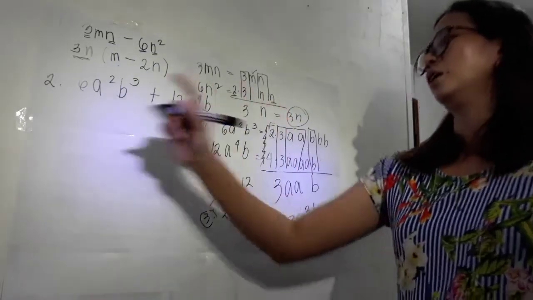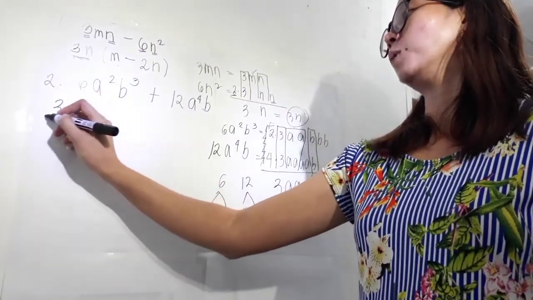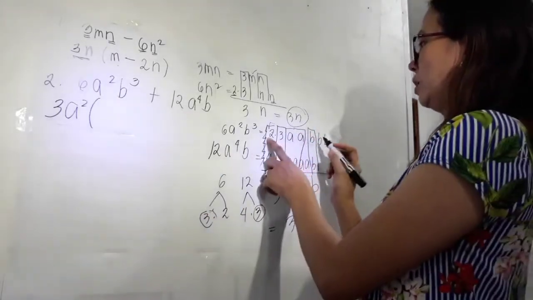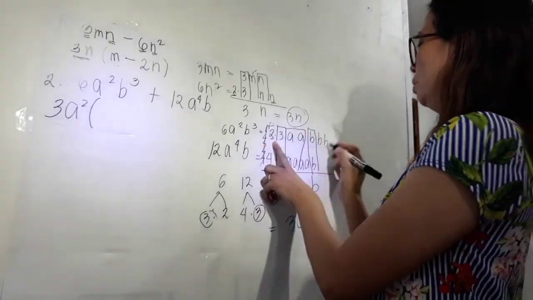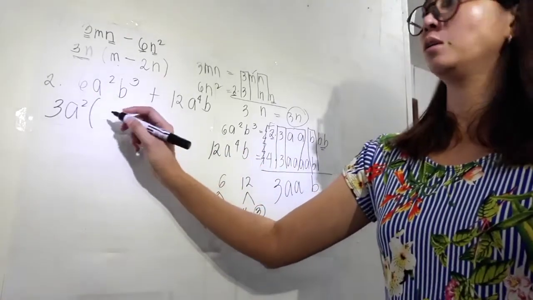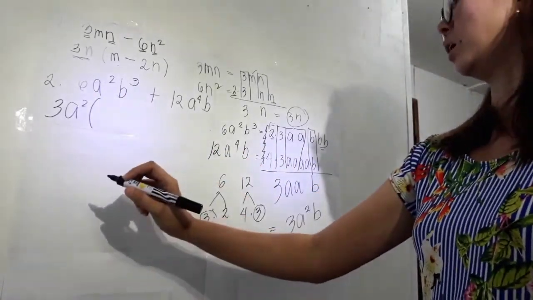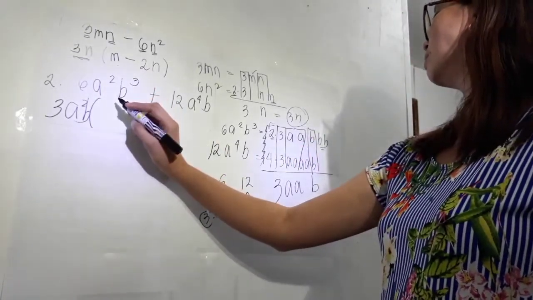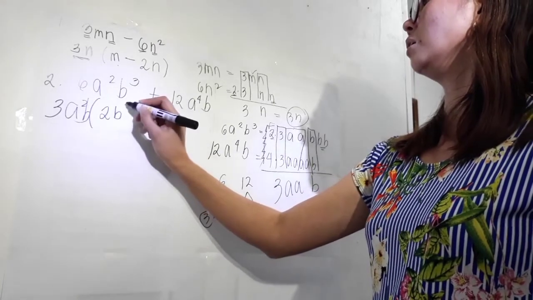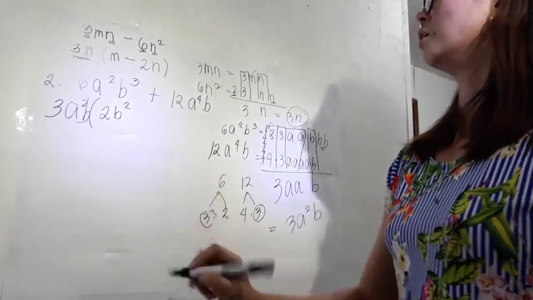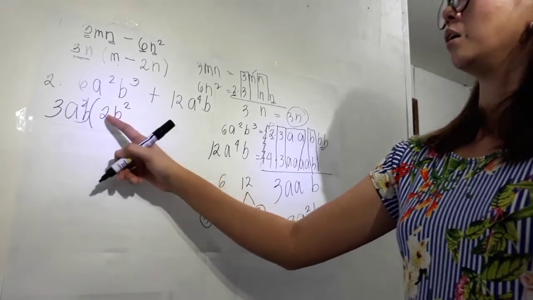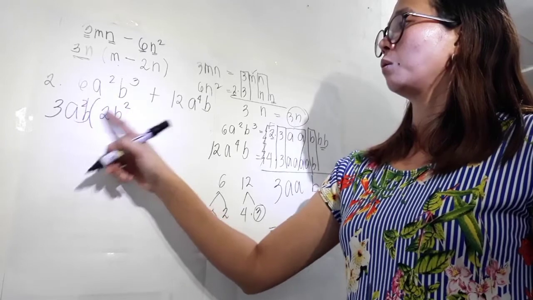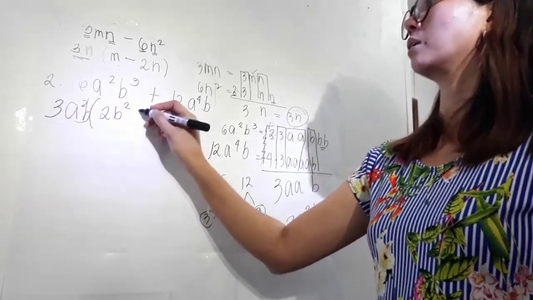Okay, so let us write it in this portion. 3a squared b times. So the remaining term, so we have 2b squared. Okay, 2b squared. If you're going to multiply it, 3 times 2 is 6, a squared. Then b squared times b is b cubed plus.